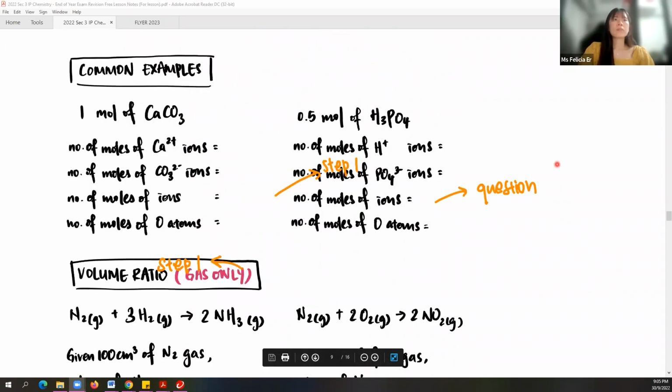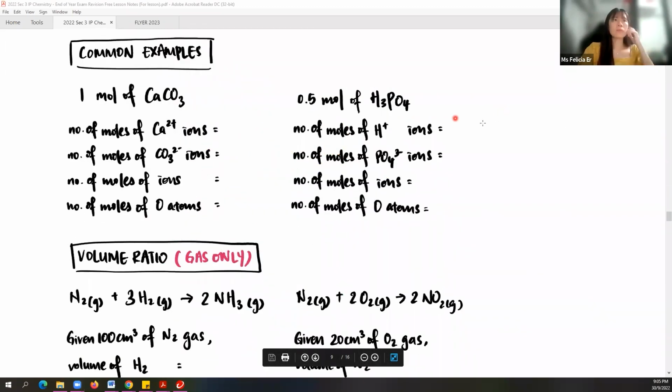Okay, so let's try out an example over here. Sometimes they will ask you number of particles inside, like the number of ions inside or the number of atoms inside. So how do you solve such a question? I will demo for the first one, you try the second one. Okay, so first is by looking at this one over here. How many moles of Ca2+ ion? Take note, this is moles. I'm not asking number of ions.